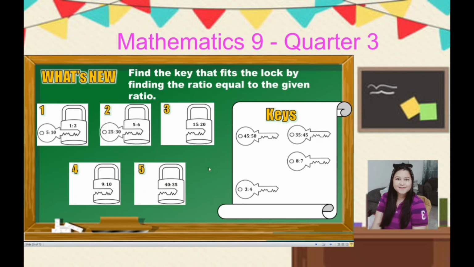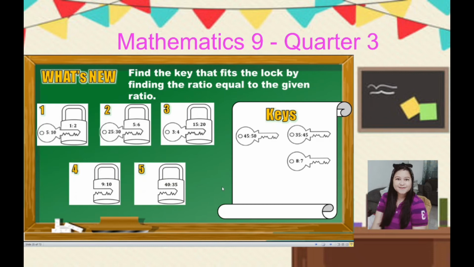How about number 3? 15:20. Kung makikita nyo, yung number 3, hindi siya naka-simplest form. So, alin kaya yung key na mag-unlock dun sa ating padlock? That is 3:4 because 15 and 20 are both divisible by 5. Pag sinimplify natin, that is 3:4.